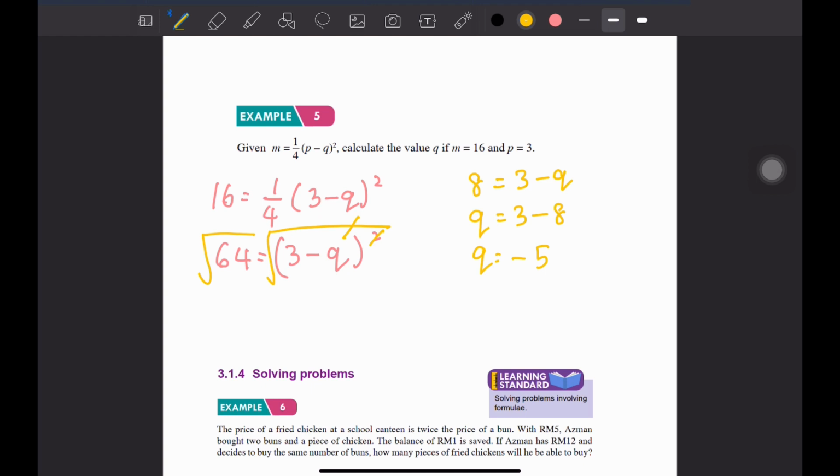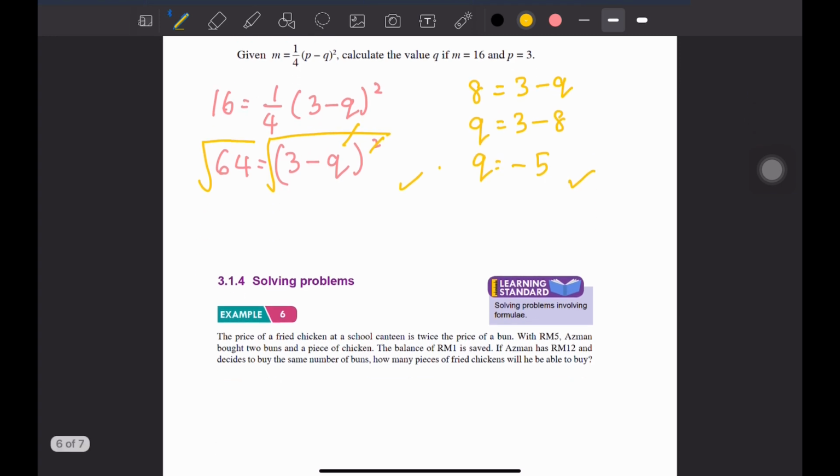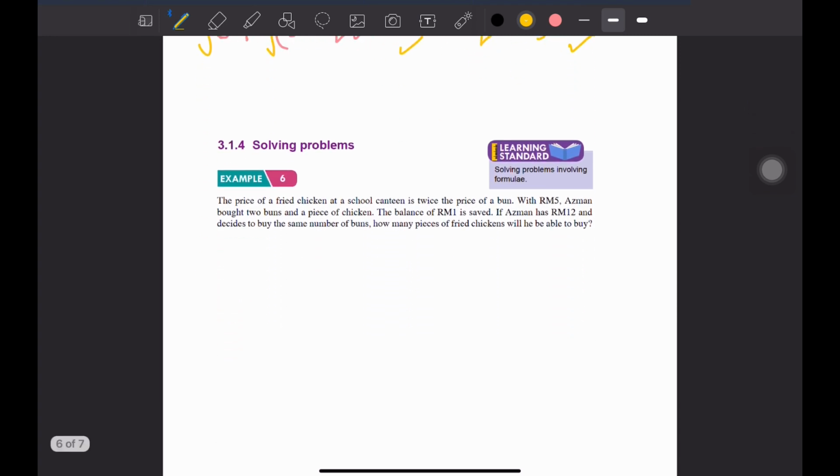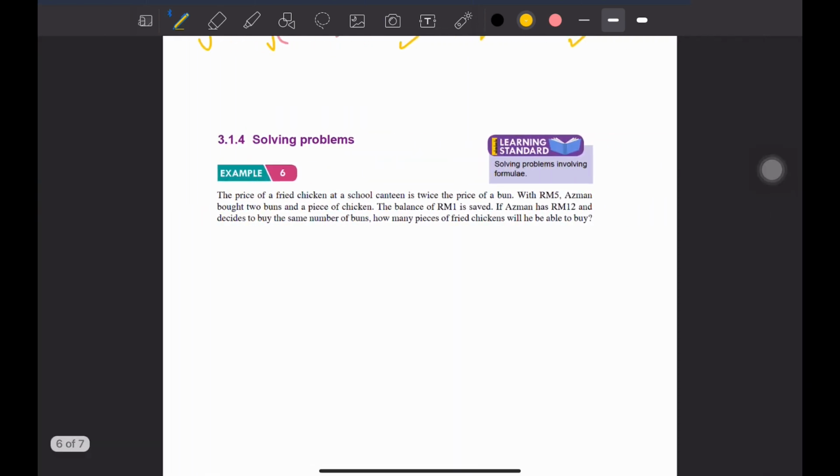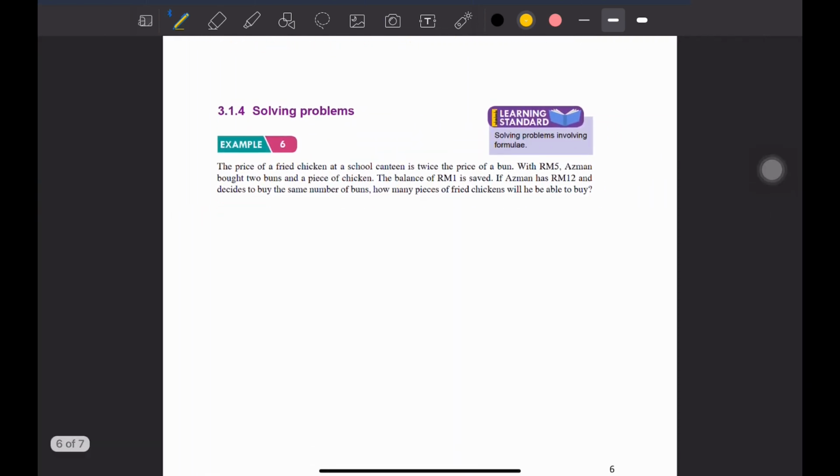Okay, but if you write like this, I will still consider it as correct. Okay, next, we move on. I think this is the last part. Yes, this is the last learning standard for today and this chapter. Quite fast, right? Okay, very fast.